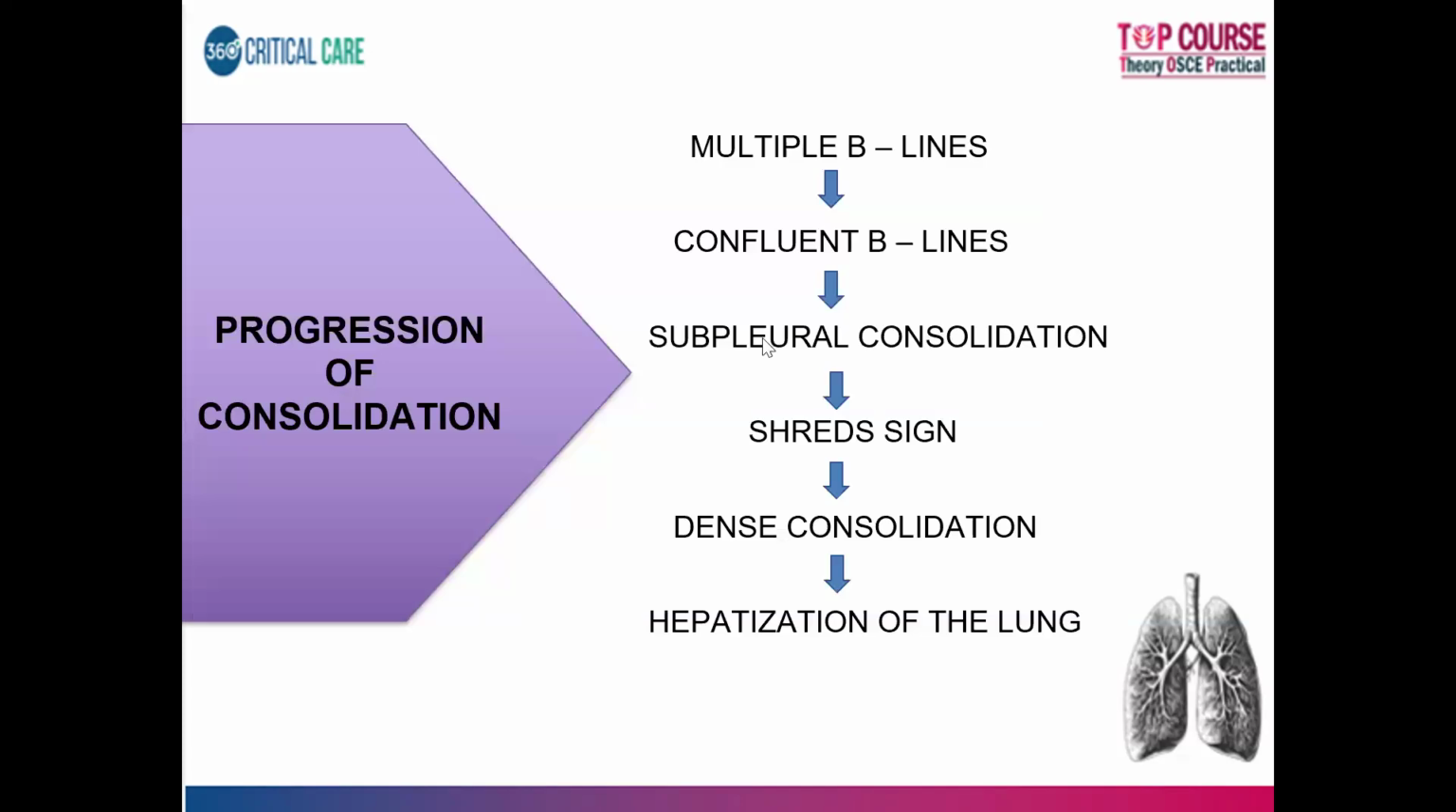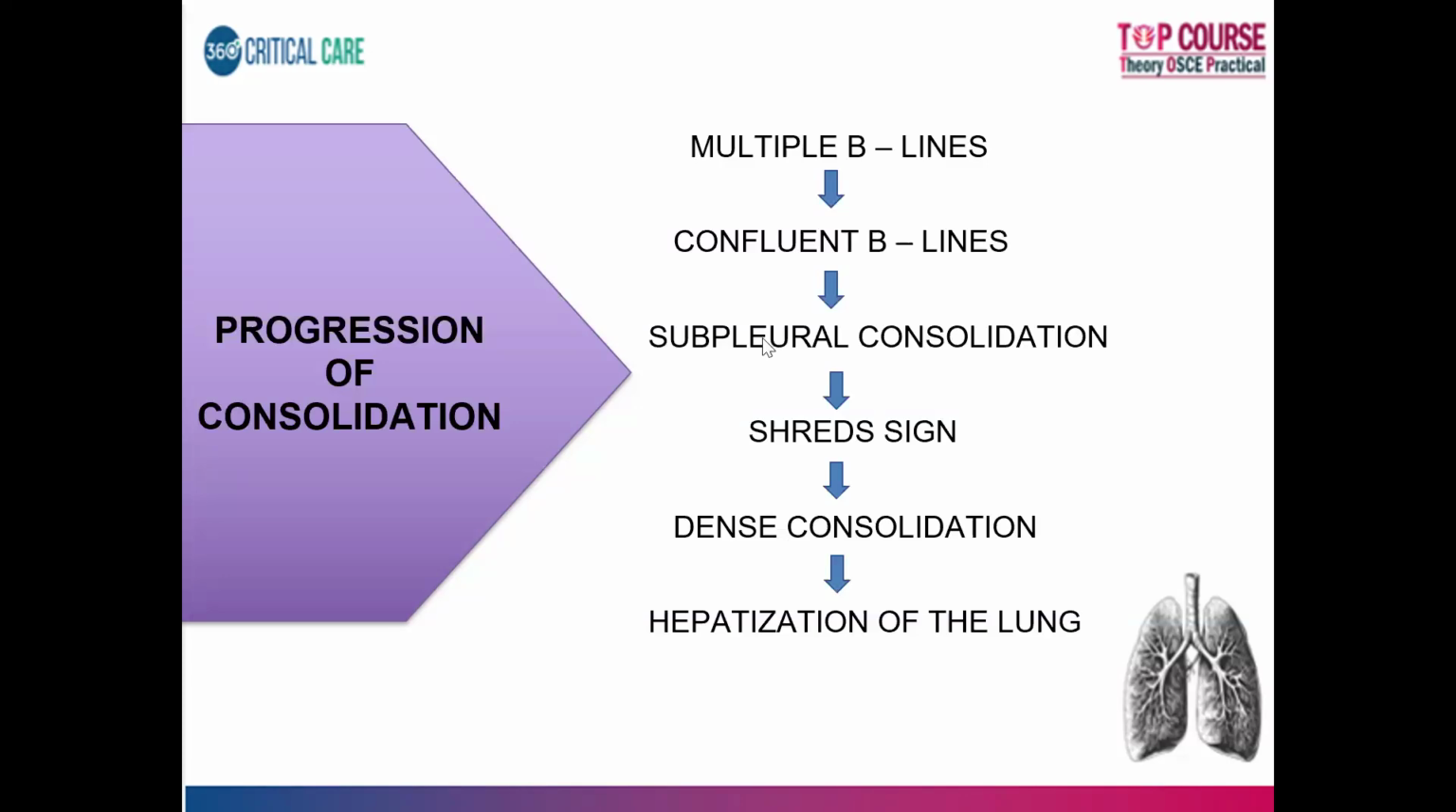So how do they progress? When we are talking about consolidation, pneumonia and ARDS, it initially starts with multiple B lines, then they become confluent B lines, wherein the space between the 2 B lines comes down. Usually, at this point in time, there might be subpleural consolidation, presence of shreds, etc.